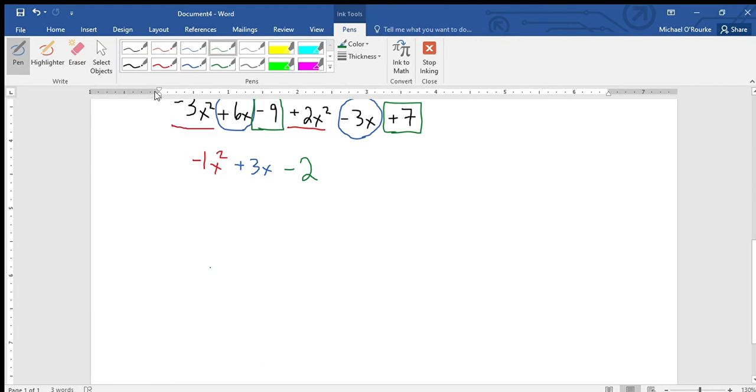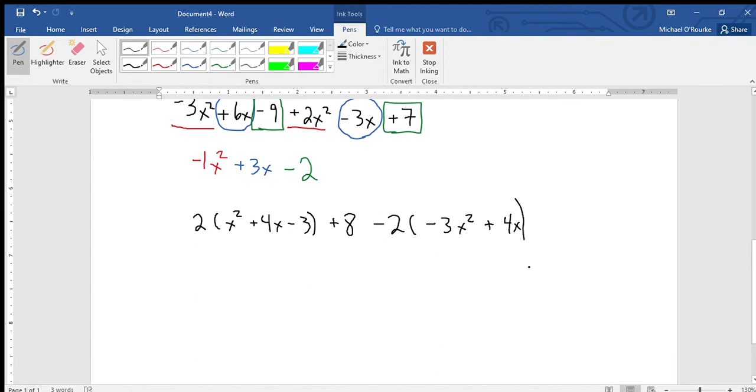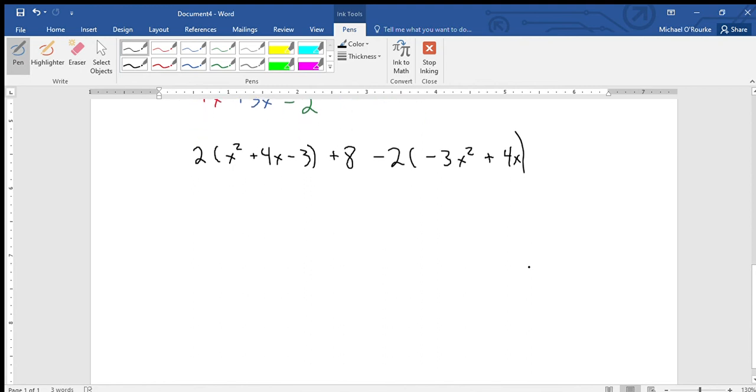Let's do another one. I'll make up one. So let's do 2 bracket x squared plus 4x minus 3, plus 8, minus 2 bracket negative 3x squared plus 4x. There we go. So lots to chew on here. First thing, let's do our distribution. Okay. So we're going to distribute here, distribute there.